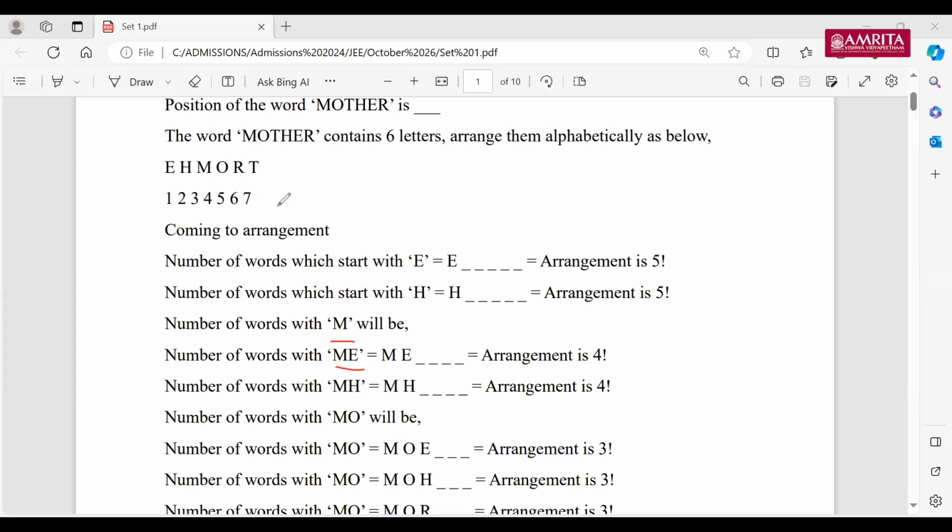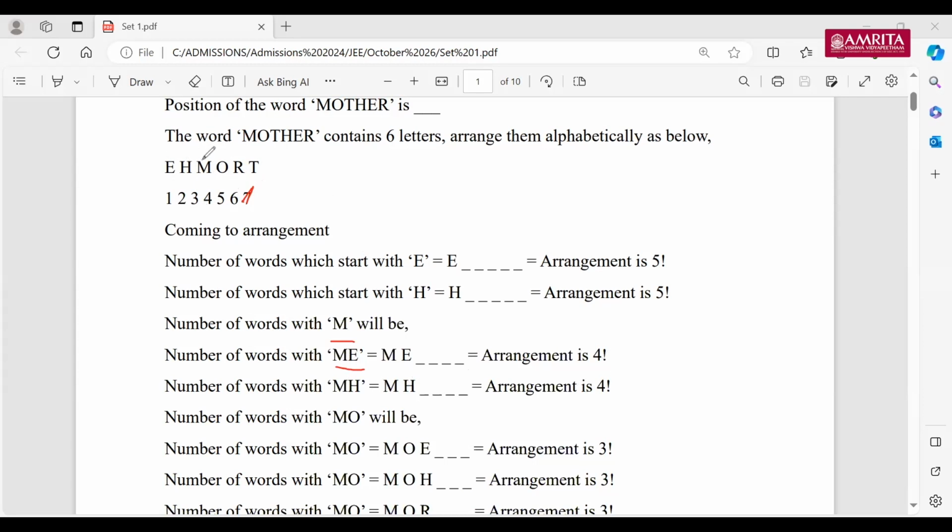So after ME, there will be remaining 4 places. So how will you be arranging it? I'm so sorry, this is like 6 only. 7 is not here. So after ME, there will be 4 places and I have 4 letters also. I have H, I have O, I have R and T, and the arrangement is 4 factorial.